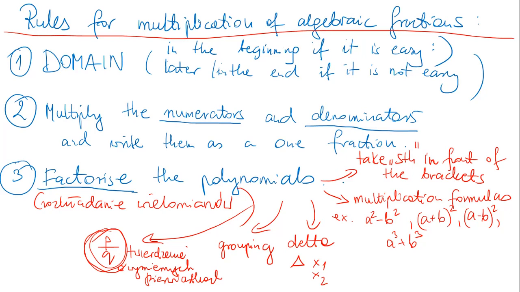Okay, so we have like 5 methods to factorize the polynomials. And if we factorize the polynomials, then the last thing that we have to do, let's put it here, we cancel down the fraction.